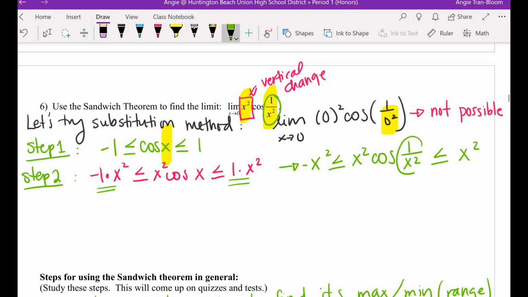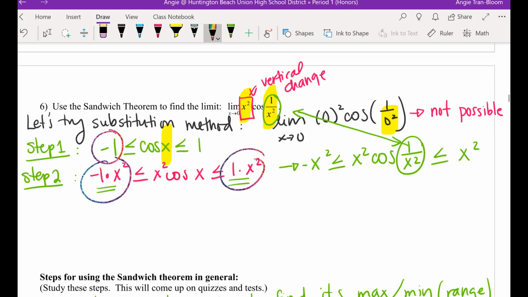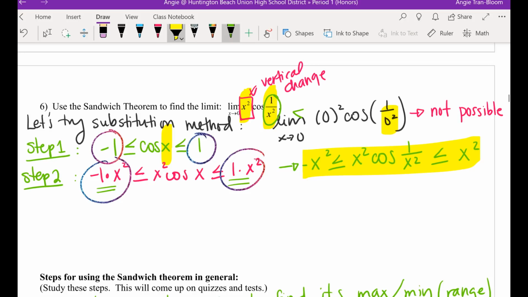Again, those right there, it's a horizontal change. On the outskirt, those are the range. So the horizontal do not affect the range, only the vertical change will. So right now, this is what we have in our inequality. I went in and multiplied all three parts of my inequality by x squared. Step 3.